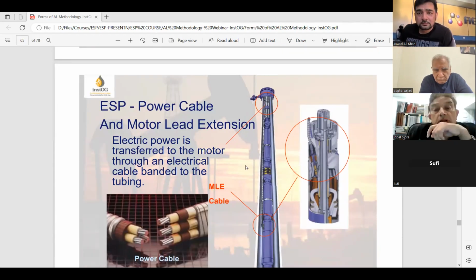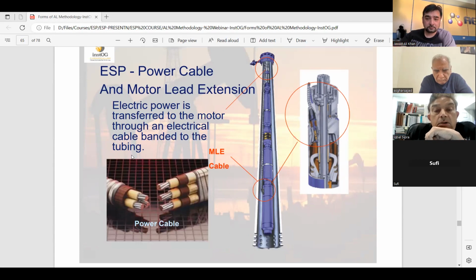The power cable is the one, the motor lead extension and motor. Electric power is transferred to the motor through an electrical cable banded to the tubing. You see this one? Banded to the tubing all the way and enters into the motor here through a pothead.